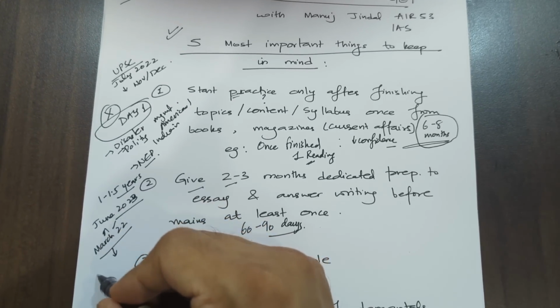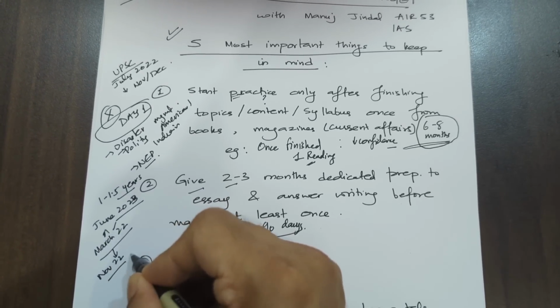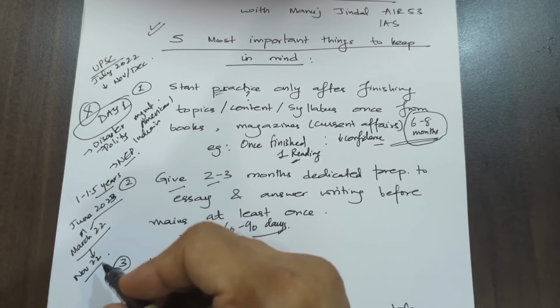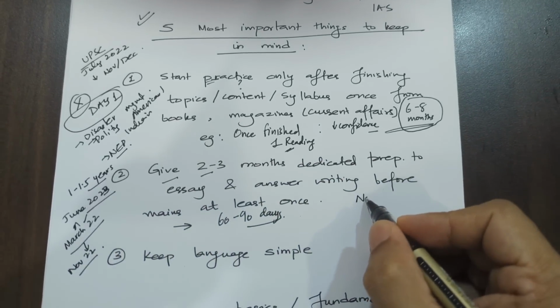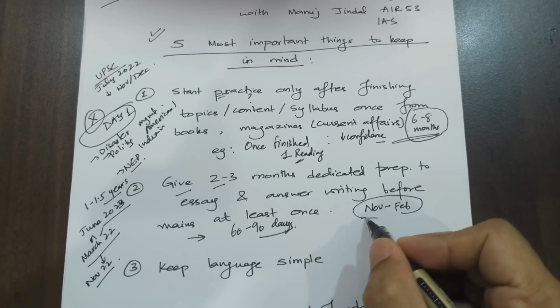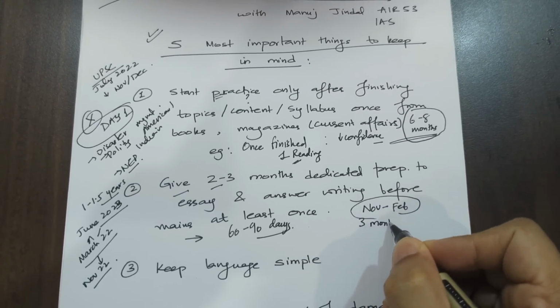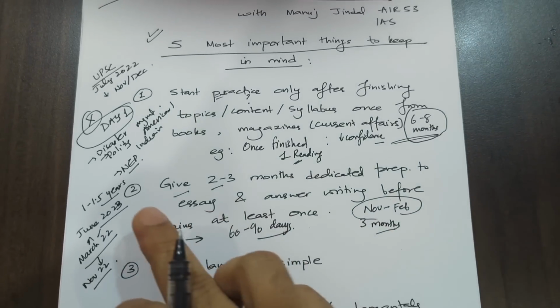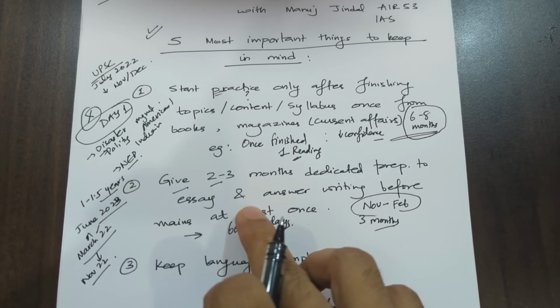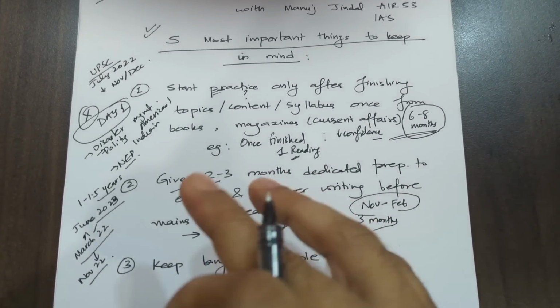So once you have finished your basics by November 22, then you want to give full 2-3 months from November. I would say the best timing for this is actually November to February. These 3 months are the best months when you can actually prepare properly for answer writing and essay writing. And in these 3 months, of course, you're not going to just do answer writing.